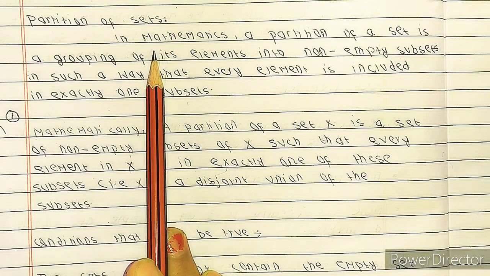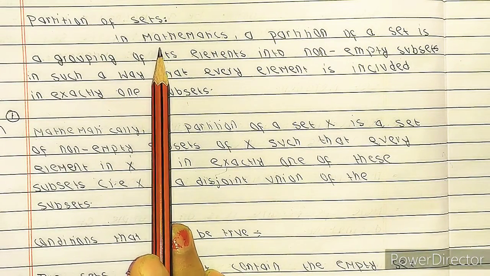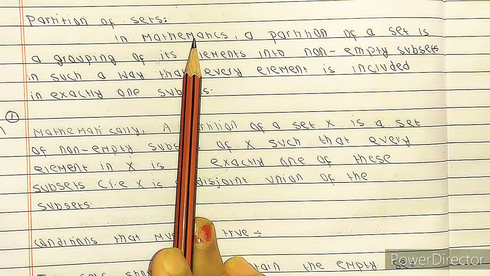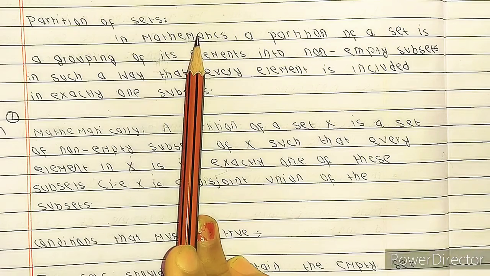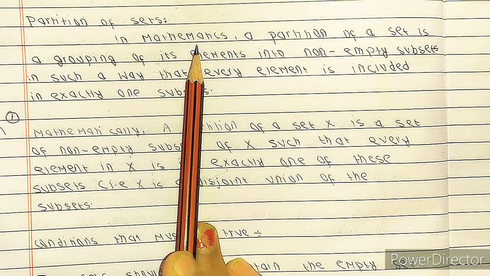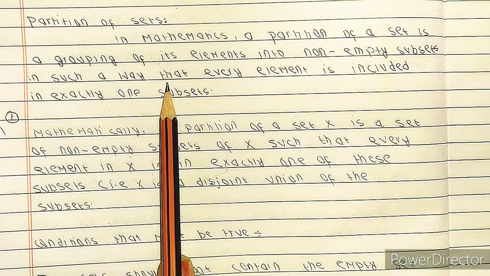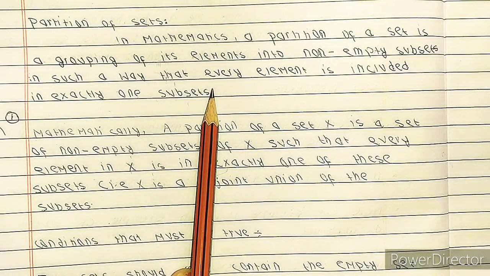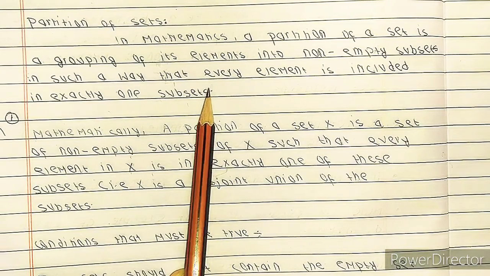So what exactly is a partition of a set in mathematics? You can read the definition here as I have written. In mathematics, a partition of a set is a grouping of its elements into non-empty subsets in such a way that every element is included in exactly one subset. I think you get some of the concept from here. If you didn't get the concept, let me clear it for you.